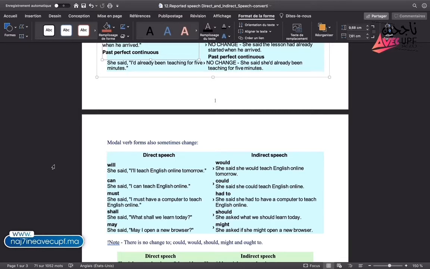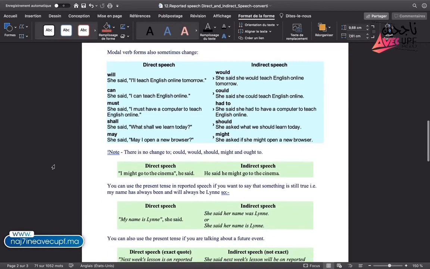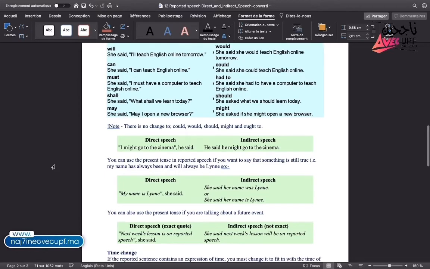And also في indirect speech، الله يرضي عليكم، there is no change في could, would, should, might and ought to. I might go to the cinema. He said that، ولا he said he might go to the cinema، كتبقى هي هذيك. Alors فاش كيكونوا عندي هادو déjà متصرفين في le passé، ما كنتصرفهمش عاوتاني، كيبقاو هما. Okay.